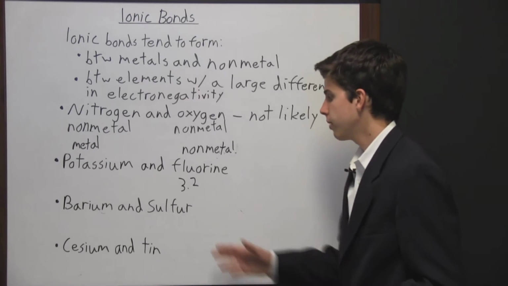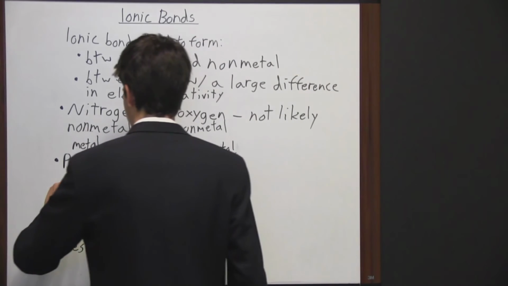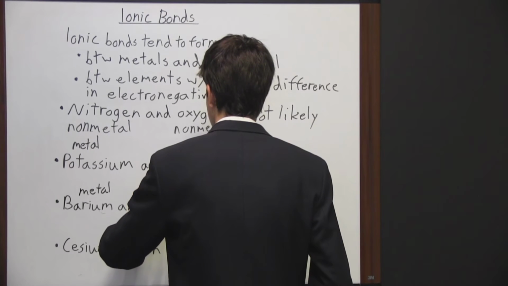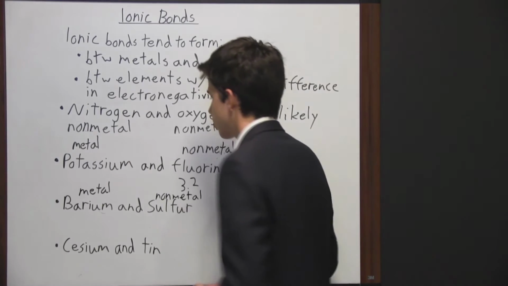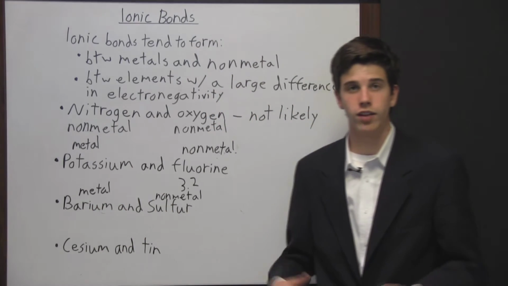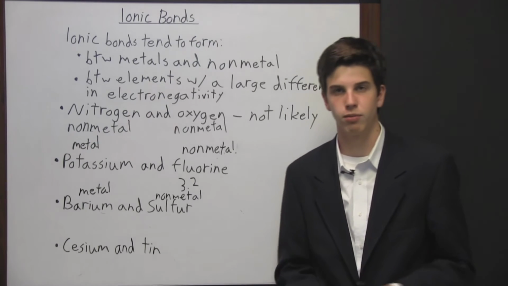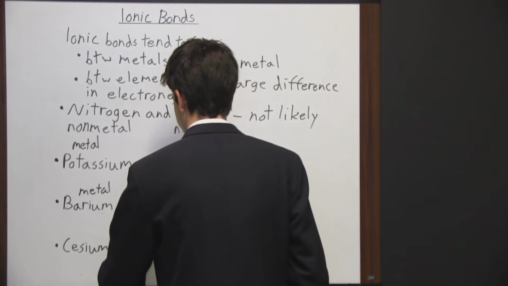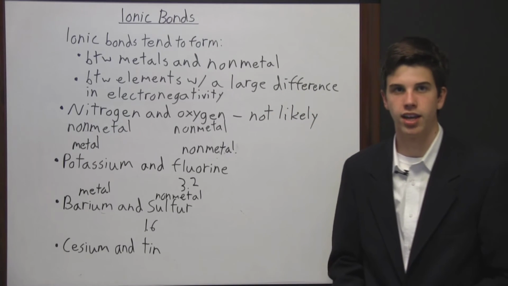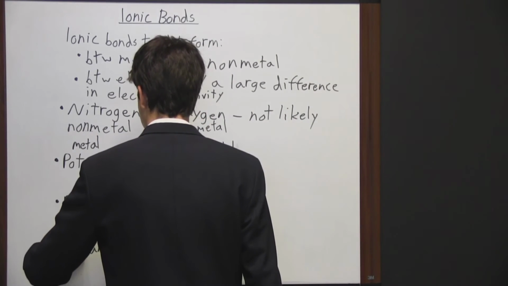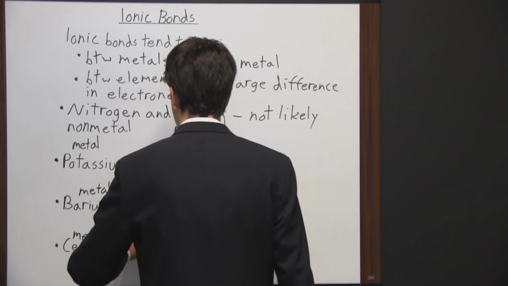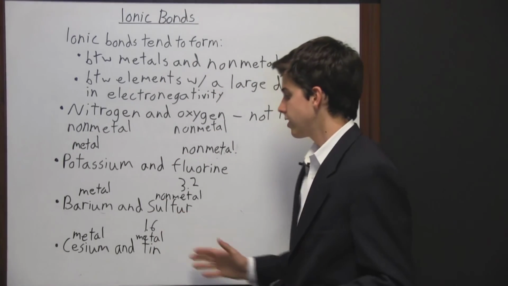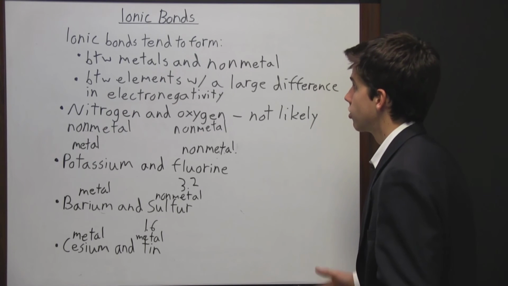Now here we have barium and sulfur, and barium is a metal, and then sulfur is a nonmetal. So here we have a metal, a nonmetal. We're doing good so far, so they're likely to form ionic bonds, specifically barium sulfide. And then in addition to that, their electronegativity difference is moderately large at about 1.6. Now finally, we have cesium and tin. And cesium is an alkali metal, and then I'm sure you can guess that tin is a metal. So here we have two metals interacting with each other, so it's not between a metal and a nonmetal. So cesium and tin is not likely to form ionic bonds.